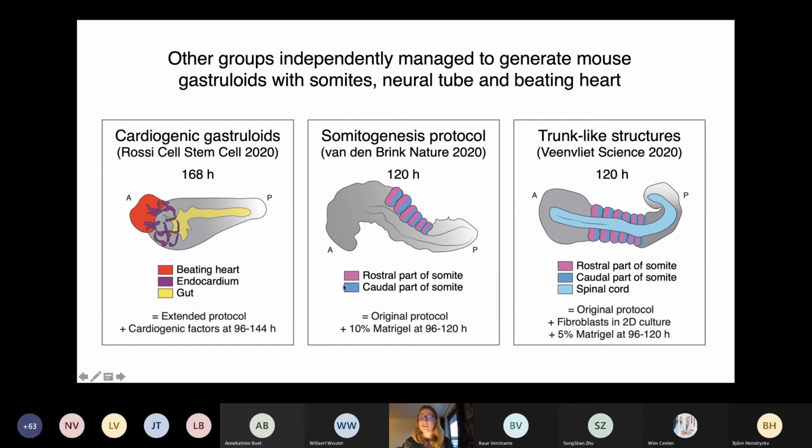And there are also various other labs that are optimizing various other parts of the gastroloids protocol. Matthias Lütolf's lab in Switzerland, for example, recently managed to improve the formation of the heart-like structure in gastroloids, and they found that adding cardiogenic factors in an extended gastroloid protocol results in a reproducible formation of a beating heart-like structure that also folds over time in a way that is similar to how the embryonic heart folds and shapes itself over time.